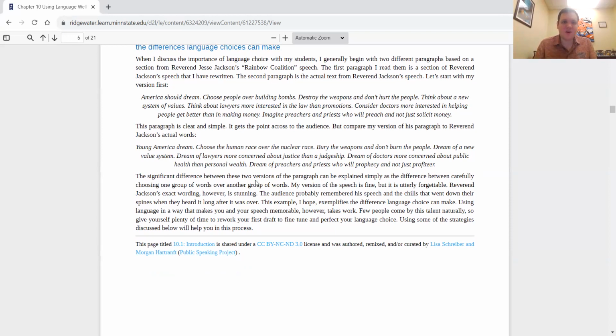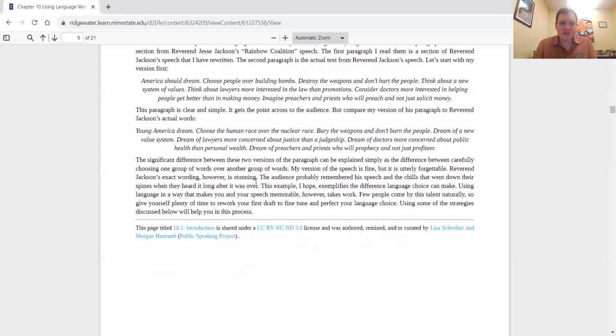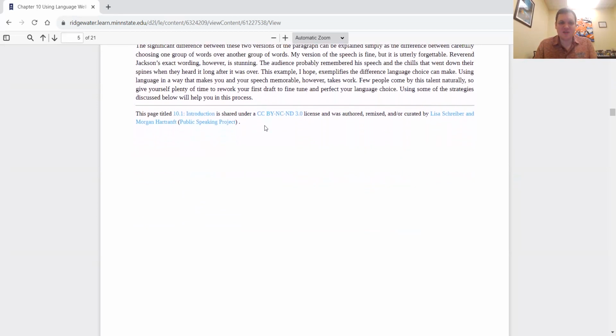This is a speech from Reverend Jesse Jackson about the Rainbow Coalition. So each one is, again, different. As you read through those, just see those differences, those slight changes of words, even though the meaning is the same, the intention is the same, it can have a different impact in terms of how the audience accepts the message.